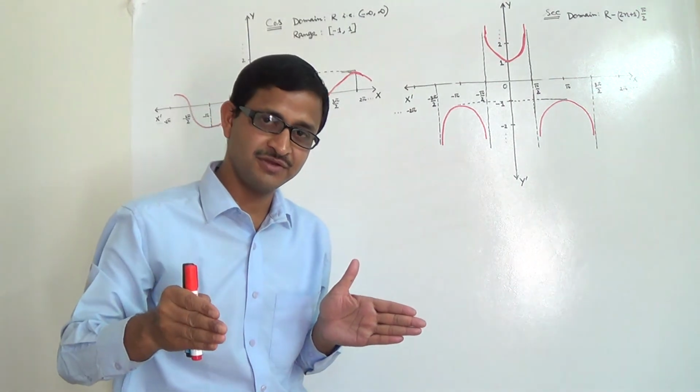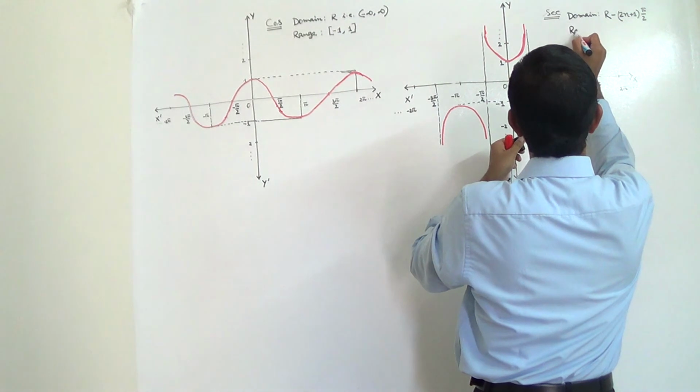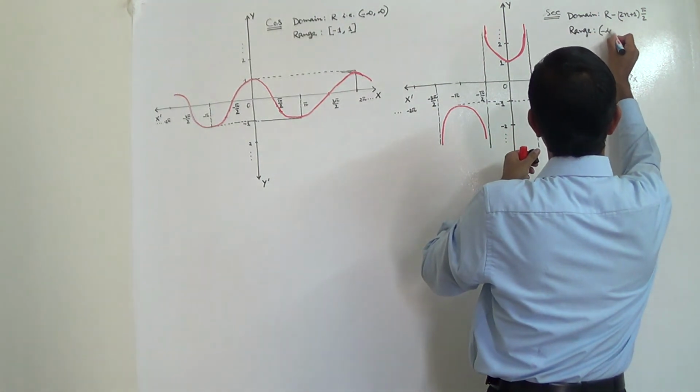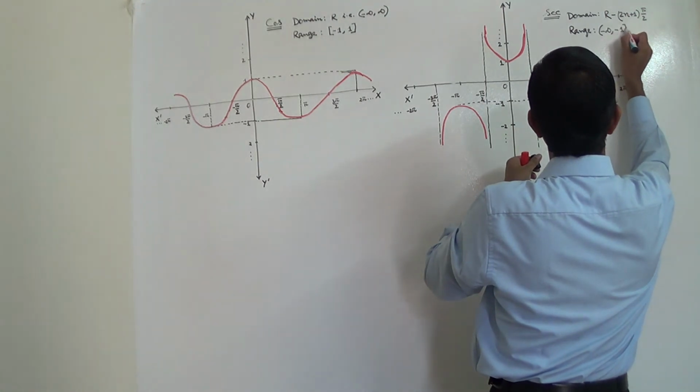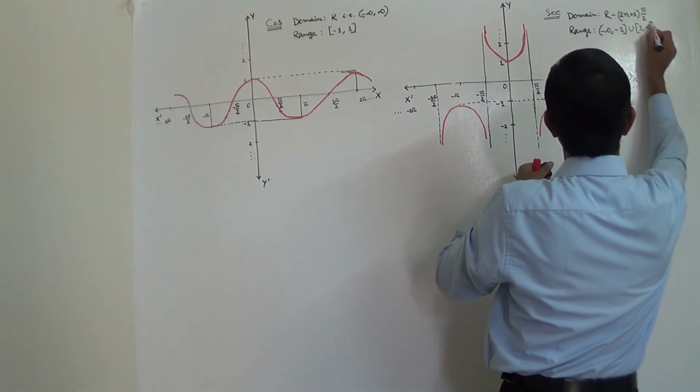So how can we represent it in set notation? Here it is. The range is minus infinity to minus 1 union 1 to infinity.